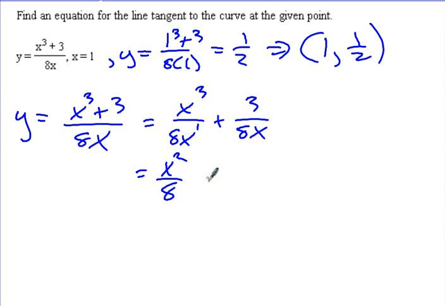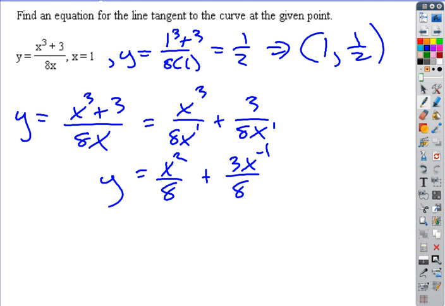So x squared over 8 plus, if I have an x on the bottom, I put an x to the minus 1 on the top, right? That's an x to the positive 1 on the bottom. So it's 3x to the minus 1 over 8. Right? That makes things easier.